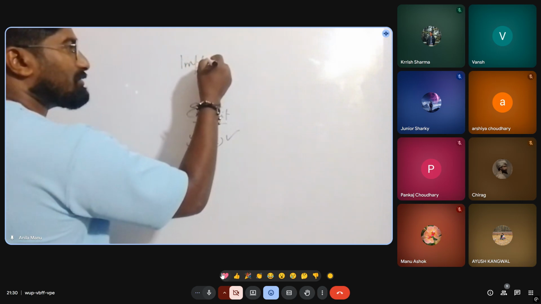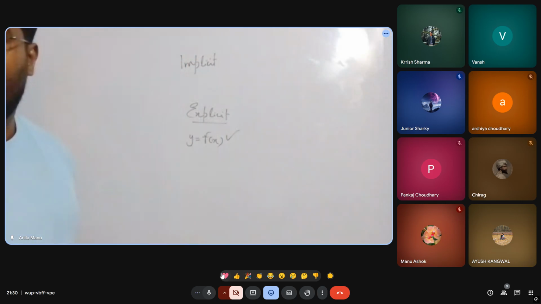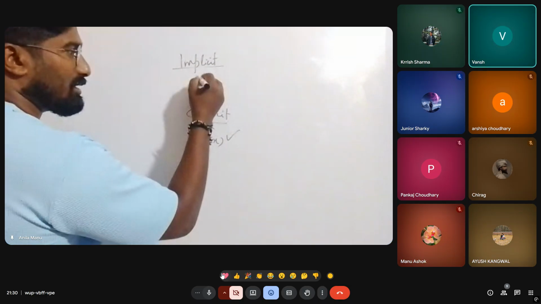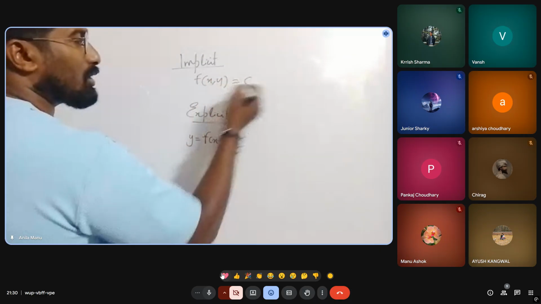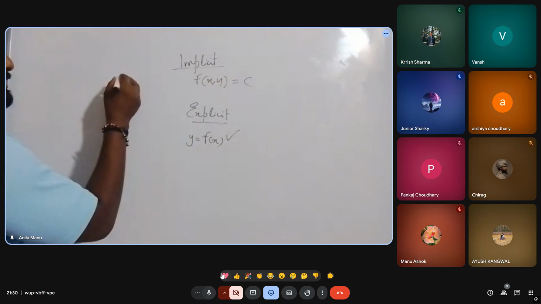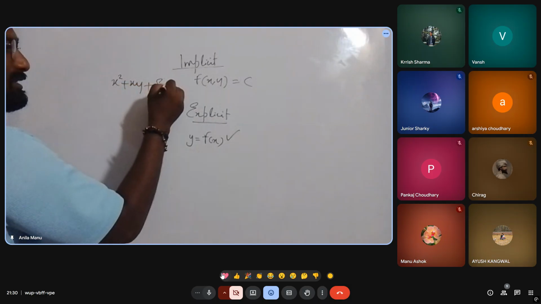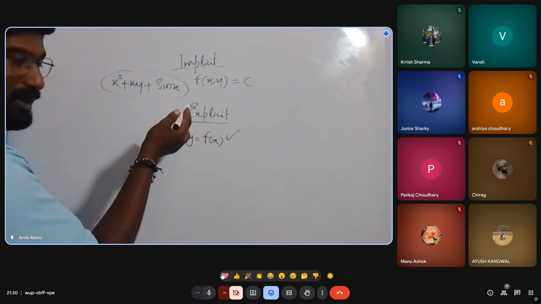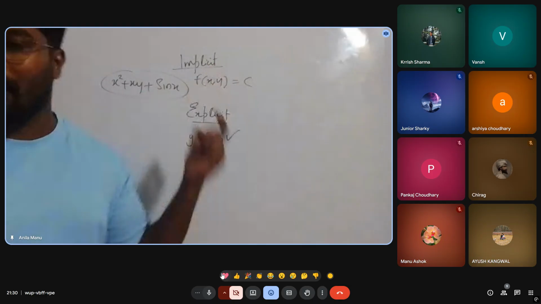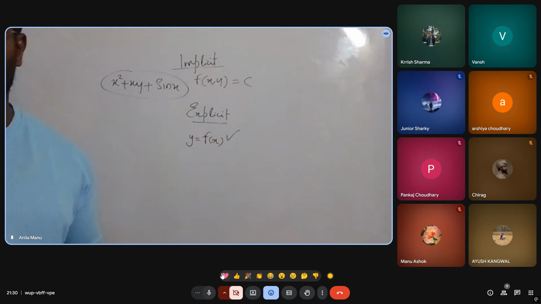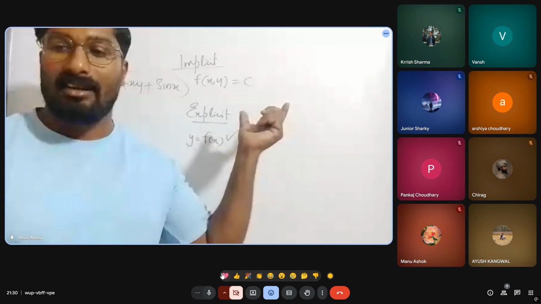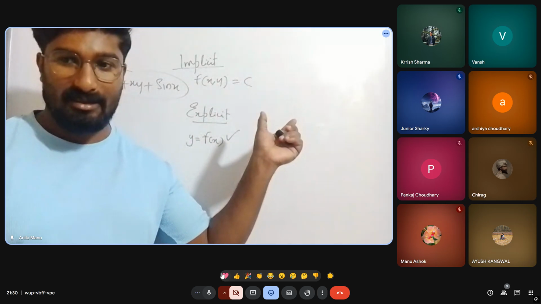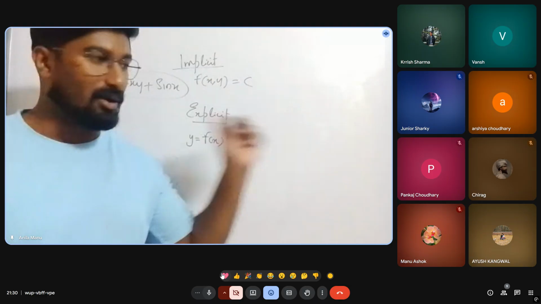So what are implicit functions? A function consisting of two variables, x and y, that is f of x, y is equal to a constant form. For example, we can write x square plus xy plus sine x. See, in this function we have two variables x and y. So these kinds of functions are called implicit functions. Clear, right? So how to differentiate implicit functions? Differentiate both sides with respect to x. Clear, right?